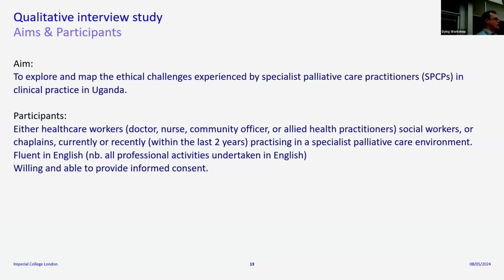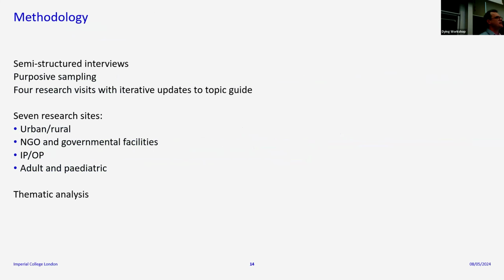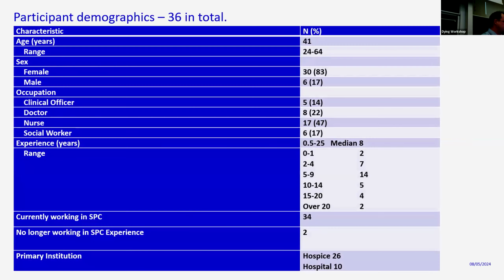And we worked with quite a lot of the specialist palliative care practitioners within Uganda, semi-structured interviews, purposive sampling to try and capture as broad a range as possible, and across an iterative update to the topic guide to try and change what we were looking for as we went on, and across the spectrum of palliative care. 36 participants for saturation, and a good mix of ages, clinical backgrounds. Men are possibly overrepresented in this sample, and a good range of hospice and hospital and adult and pediatric.